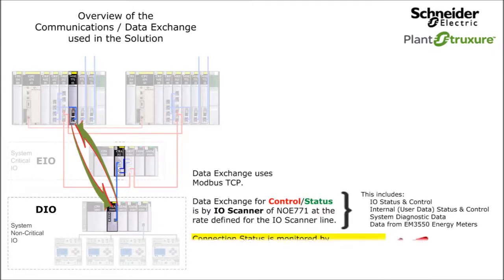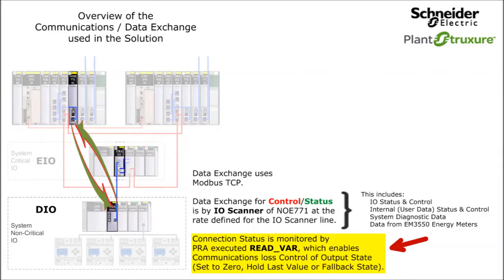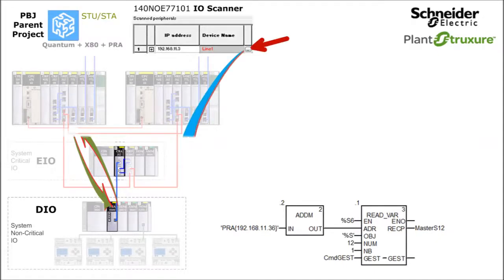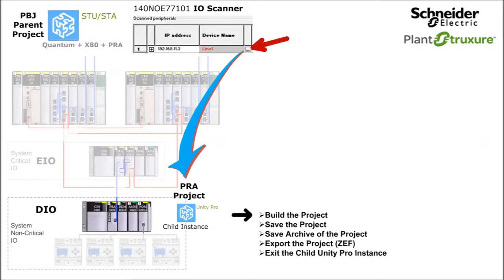The basis for this is a readvar function that will read from the Quantum %S12, the run status bit. If the readvar has an error or if S12 is false, then the fallback states can be set. The complete logic for this can be reviewed in the available Unity Pro content. So this completes everything needed in the Line 1 X80 DIO drop, and I can build, save archive, export, and exit the X80 BMX PRA DIO project.